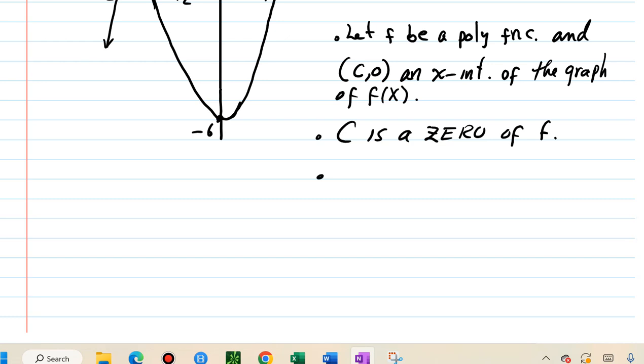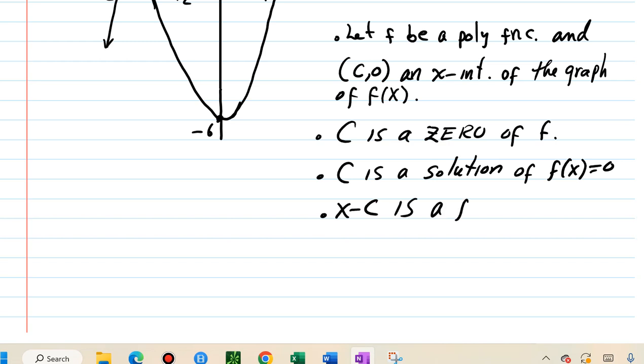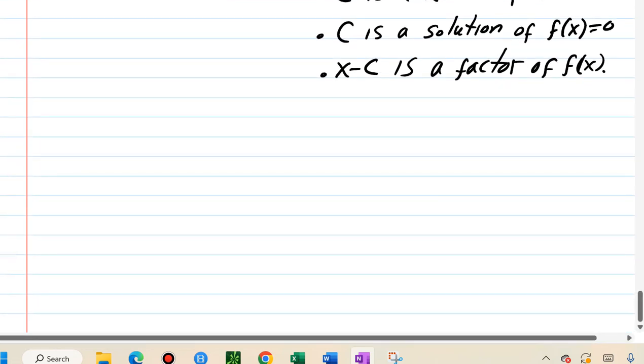Okay, and it's called a 0 because it is a solution to f(x) equals 0. So I'm going to write that one. c is a solution. And that was the very definition of zeros of functions. Zeros of functions are numbers that are solutions to the equation f(x) equals 0. And finally, x minus c is a factor of the polynomial f(x). So we refer to c in this sense. It plays different roles. It wears different hats.